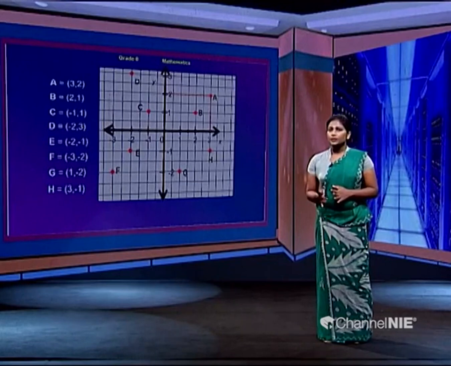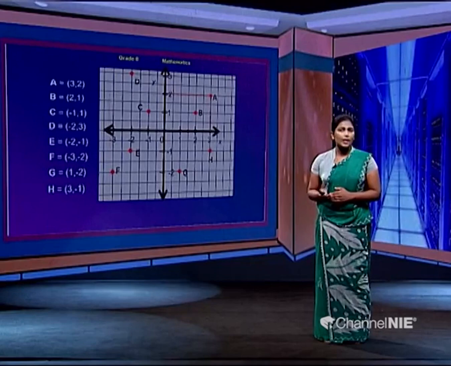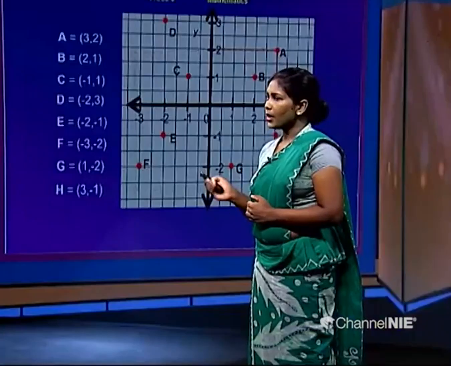When we plot a point on a Cartesian plane, we can use ordered pairs. When we write ordered pairs, first you have to write the x value, then write the y value. Look at that.